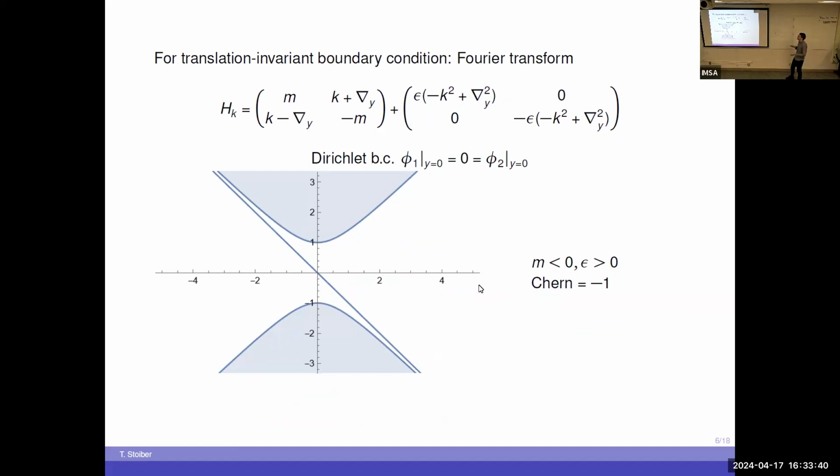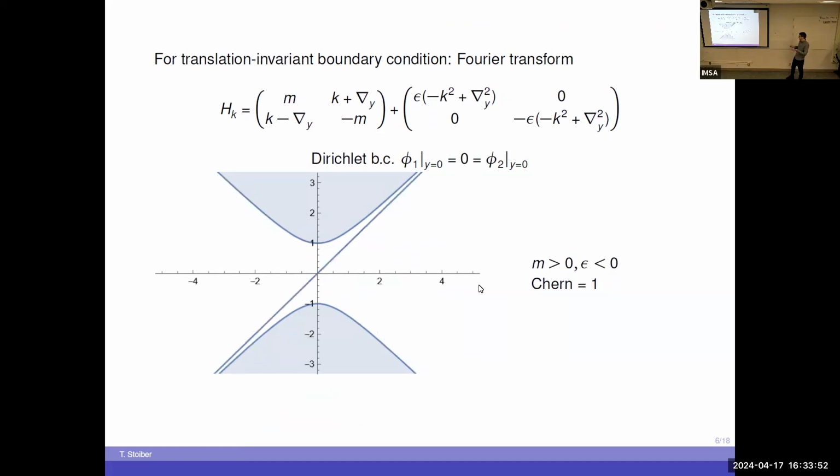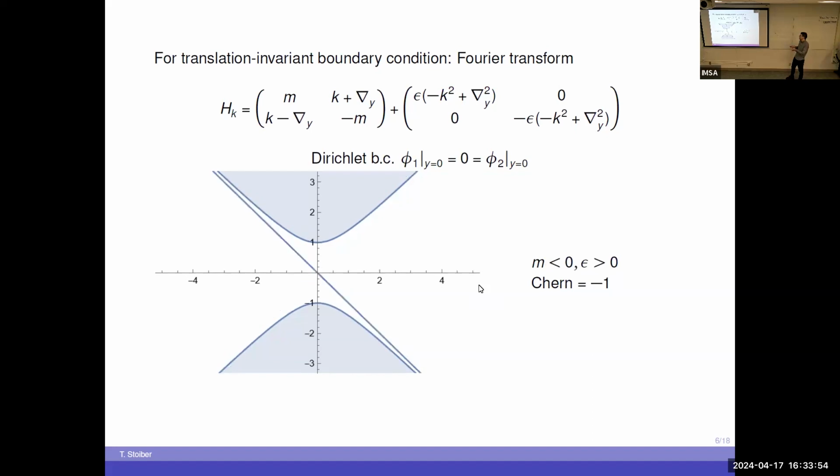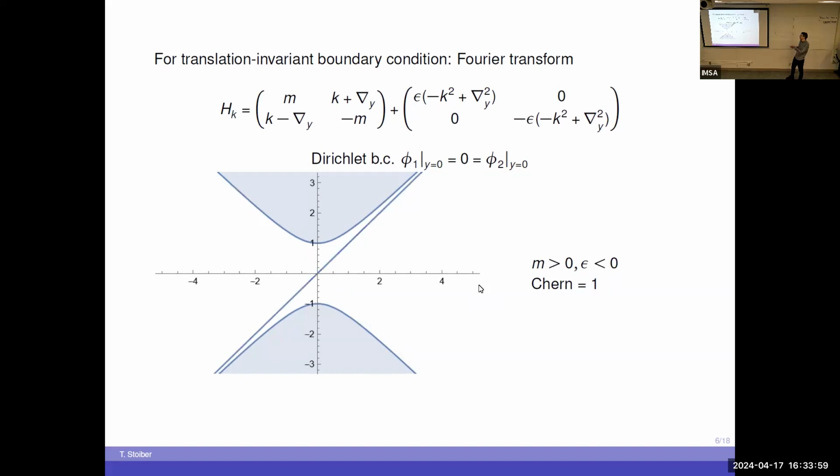But first, the first thing any reasonable person would do is to look at Dirichlet boundary conditions. So we just impose that both spinor components are zero at the boundary. And what one can see is basically everything checks out. So depending on what your bulk Chern number is, you get either one edge mode which shows the gap from above or from below, or you don't get any edge modes at all. That is exactly what we want to see.